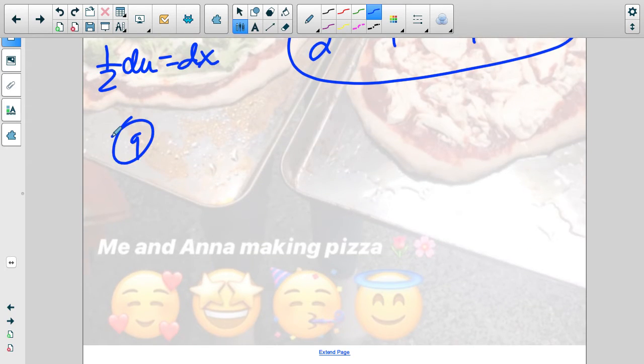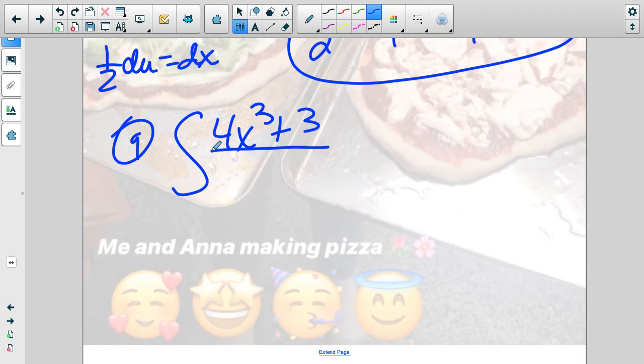All right, number 9 is the integral of (4x cubed plus 3) over (x to the 4th plus 3x). If the top exponent was bigger than the bottom, I would do long division every time, or see if I could just simplify it one thing over the other. But I can't divide this because the bottom exponent is bigger than the top.